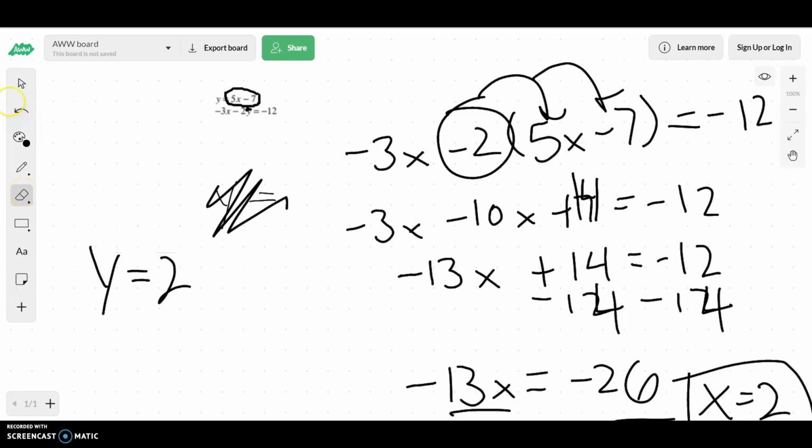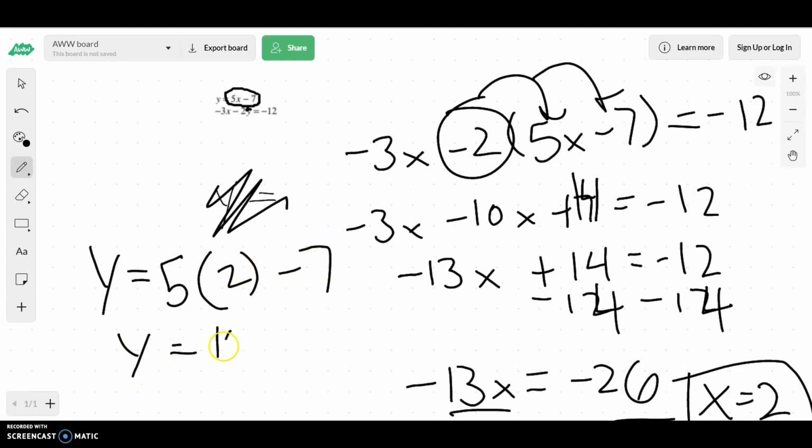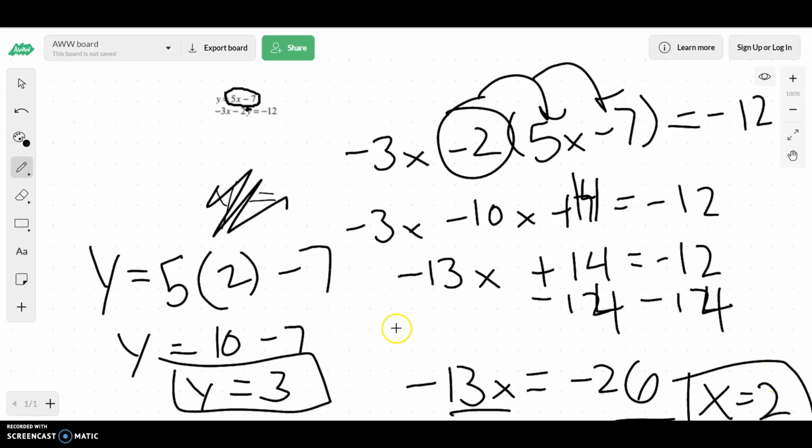And I'm making all kinds of mistakes when I'm writing this down. I guess that would be 5 times 2 minus 7, which y would be 10 minus 7, or y would be 3. So our two answers would be x is 2 and y is 3. Big things to not forget when you're substituting is you don't want to forget to distribute like I did there. That will create bad answers for you.